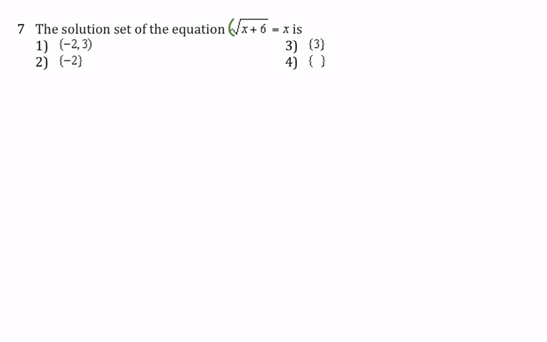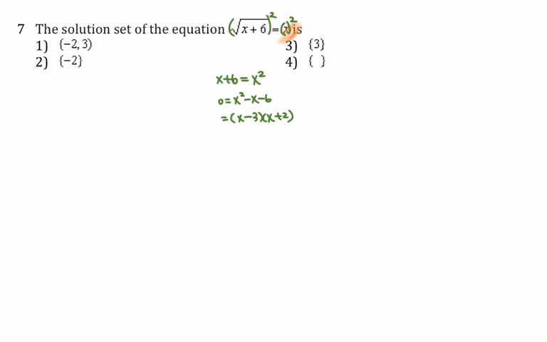Now, number 7. One difference on number 7 compared to the previous question is that we have x on the outside of the radical. That means we better check our answers. So as we square both sides, we get x plus 6 is equal to x squared. Since this is quadratic, we're going to set one side of the equation equal to 0. By taking away x and taking away 6, we get x squared minus x minus 6 must be equal to 0. And as we factor, we get this equation.